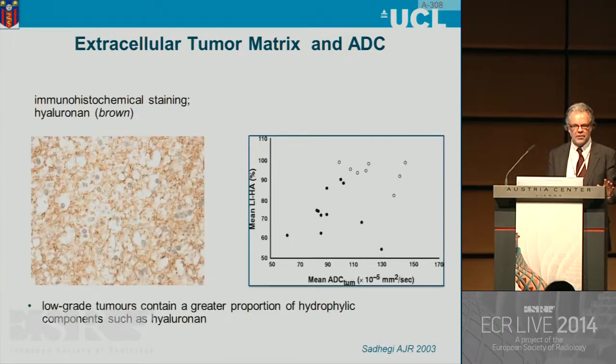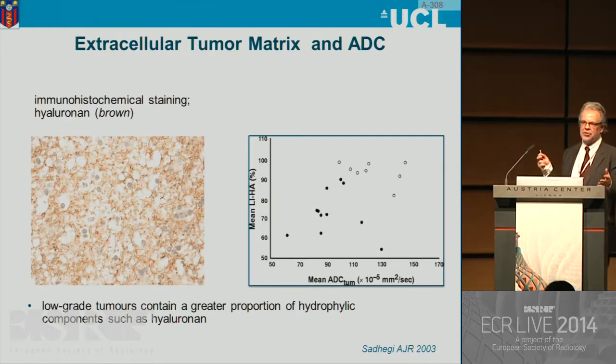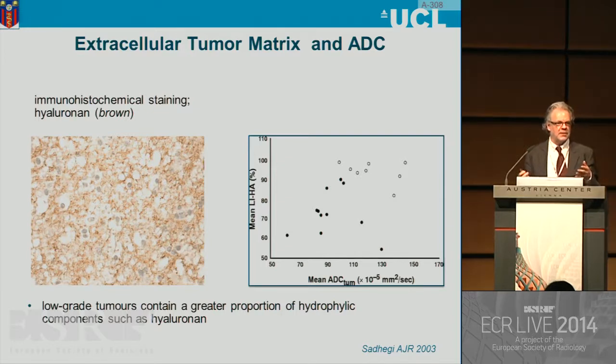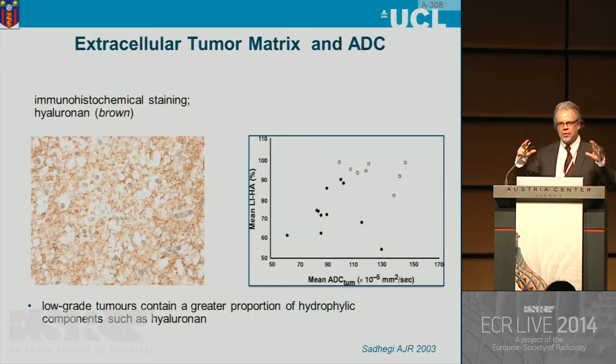I said it's not the whole story, it's also the tumor matrix composition, because you have seen that on the astrocytoma, the low-grade, and the normal brain, there isn't so much difference in cell structure. So why is the diffusion so much increased compared to the normal brain? Well, this is due to hydrophilic substances. One of those is hyaluronan, which is stained brown here. And there's an excellent study which showed that the ADC increases with the content of this hydrophilic substance. So it's the nuclei plus the matrix. And that's the story, that low-grade tumors have a greater proportion of this hydrophilic substance. That gives you the background.